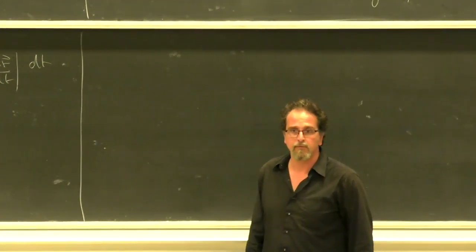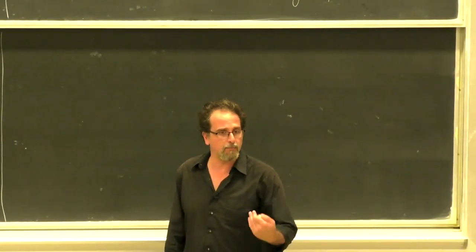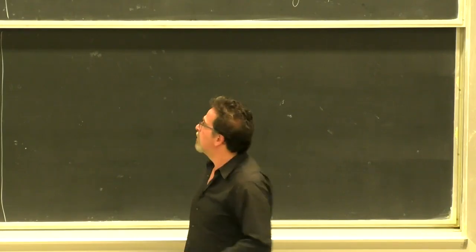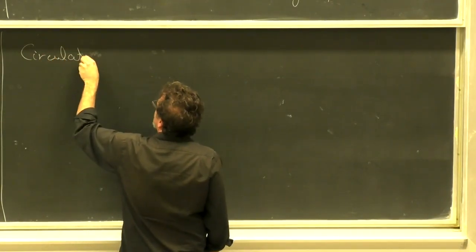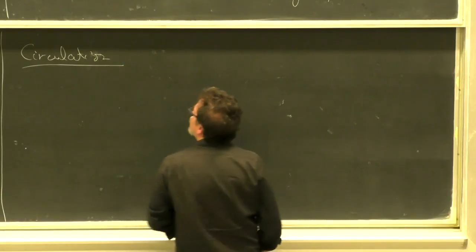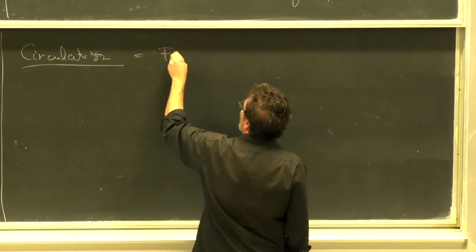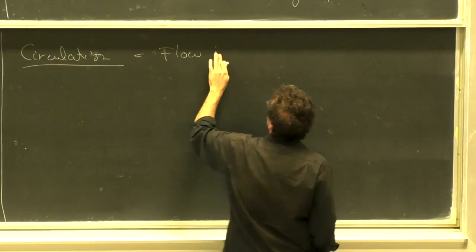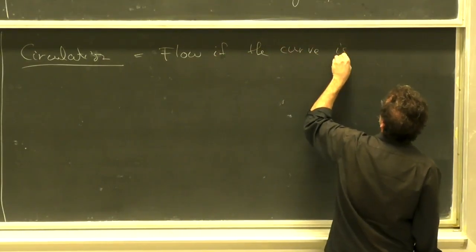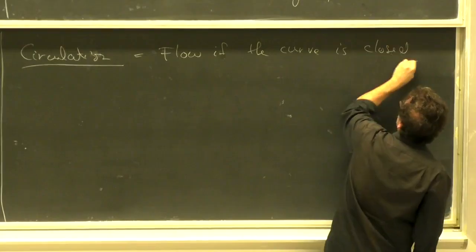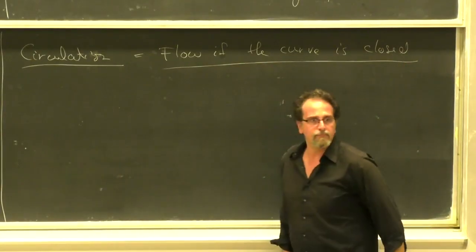That's it. I'm not going to bother computing it because I'm going to compute an example of it when we do circulation. What's circulation? Circulation is equal to the flow if the curve is closed. That's it. Yes, ma'am.